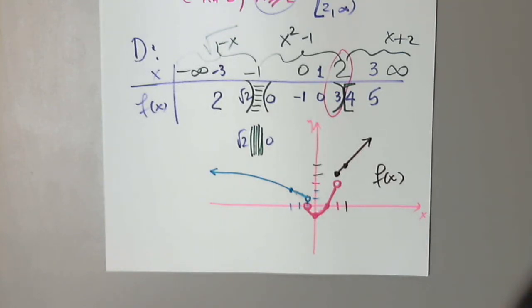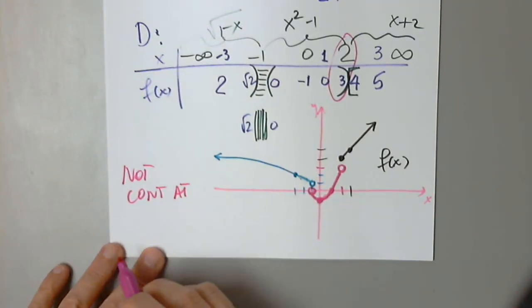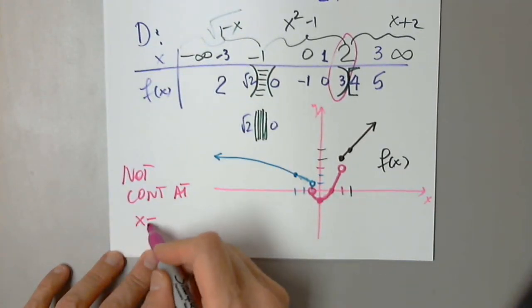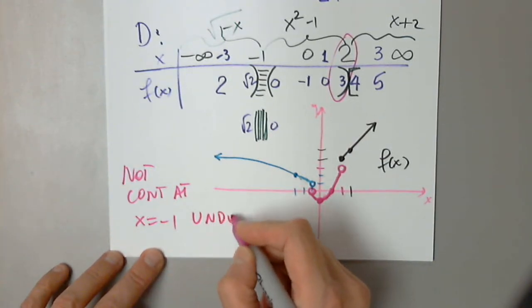Please do not overlap these pieces. They don't overlap. The blue piece stops here, the red piece is right in the middle, and the black piece starts at that point and to the right. And now we're asked to identify whether this function is discontinuous. And you will say discontinuous or not continuous, where? At x equals negative 1. It's undefined, basically, right?